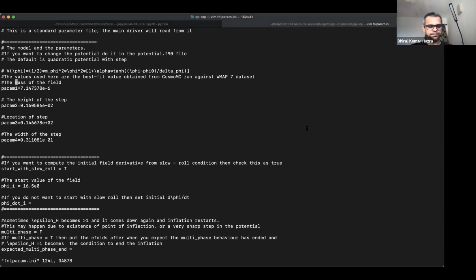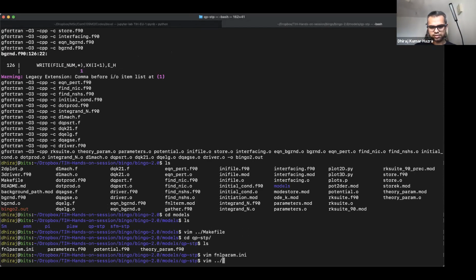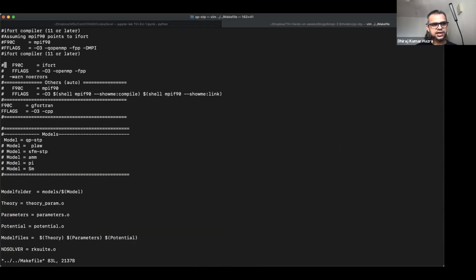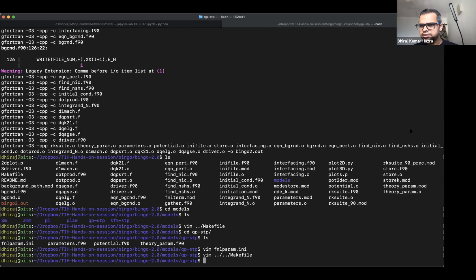I hope that you are able to see my terminal. In the Makefile, you can simply comment out these parts and just uncomment these two parts, the ifort 11 or later compiler, F90C ifort, -x, F flags, -O3, -openmp. Or remove this OpenMP, just to stay simple, okay? :wq will quit Vim with the changes, yes. Of course you have to quit with the changes.